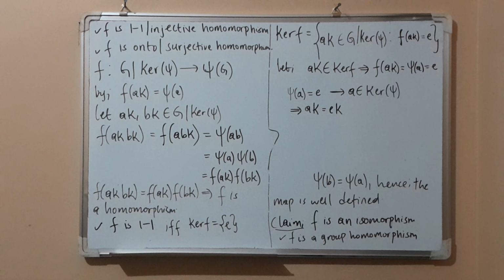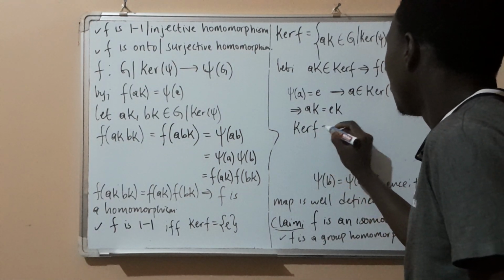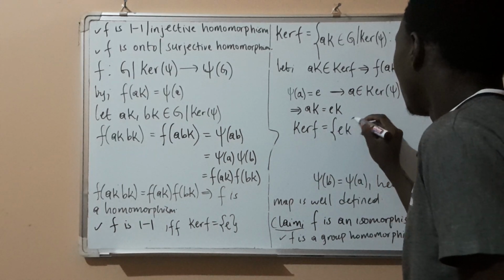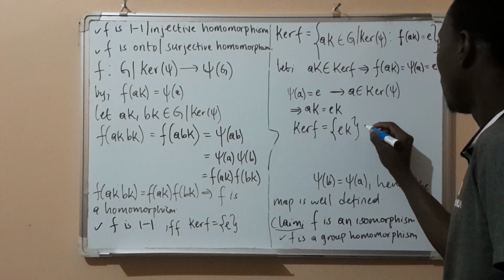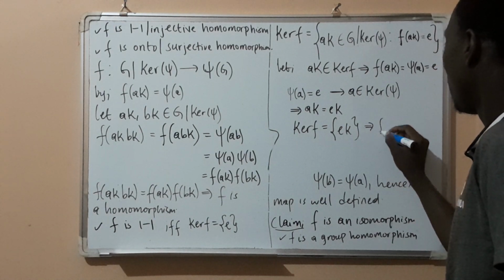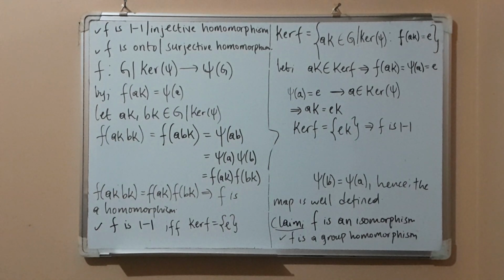So in particular A is mapped to the identity, so A is within the kernel of phi, and if A is within the kernel of phi, then AK will also be equal to the identity. So in particular, we have the kernel of F being equal to K, being equal to the identity, consisting of an identity element. So this implies that F is injective.